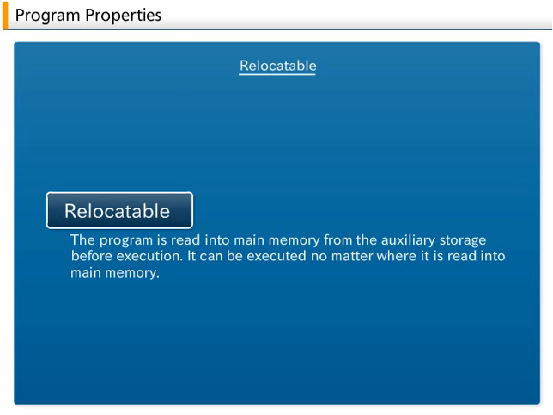One. Relocatable. A program is read into main memory from auxiliary storage. A program that can be executed no matter where it is located in main memory is called a relocatable program.